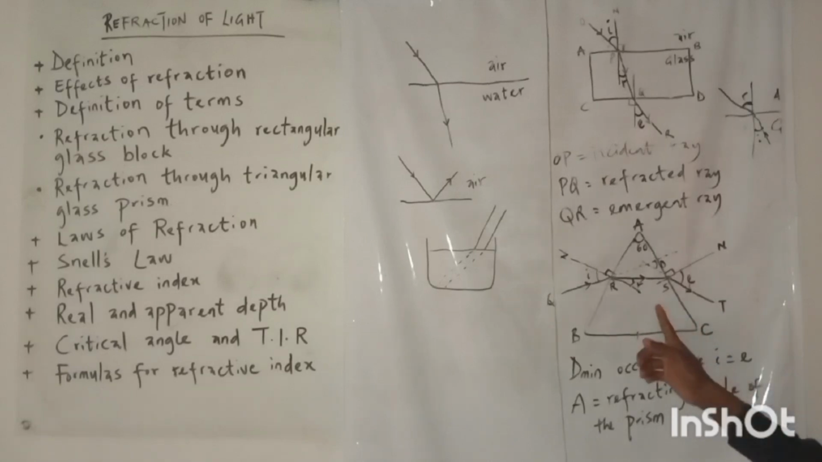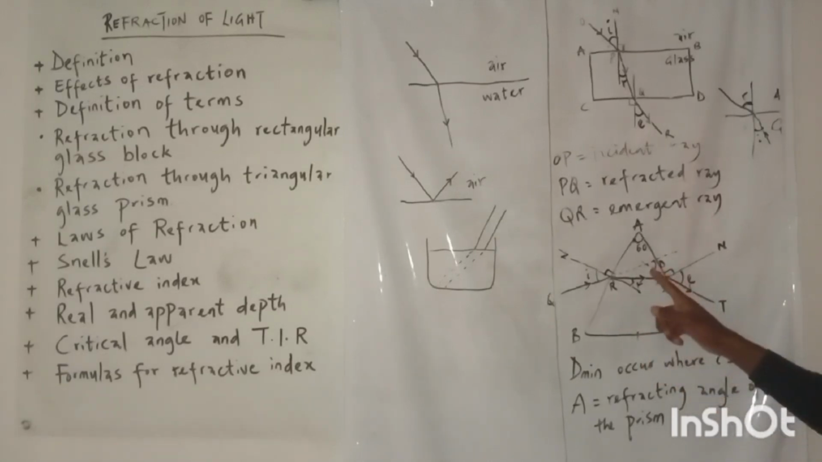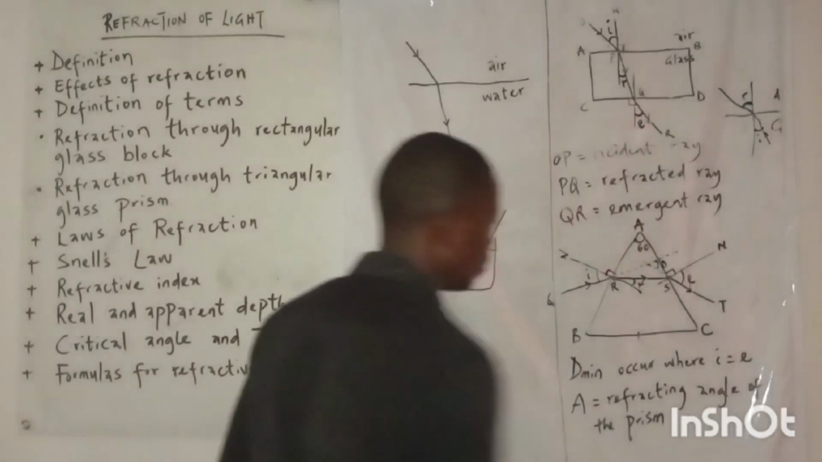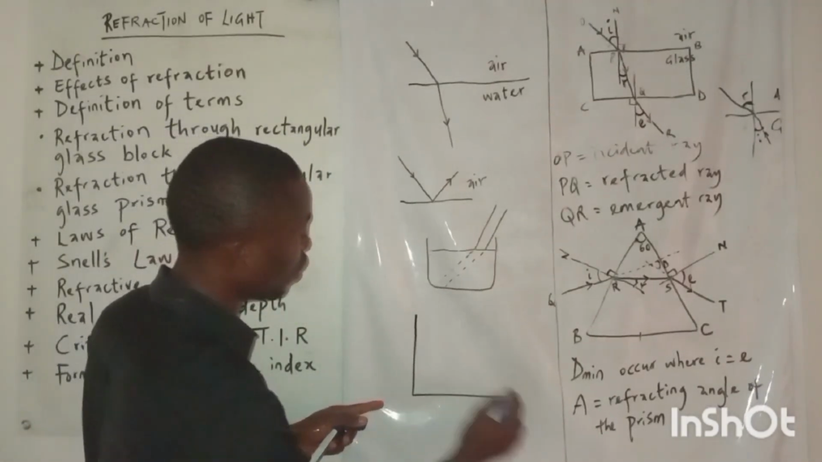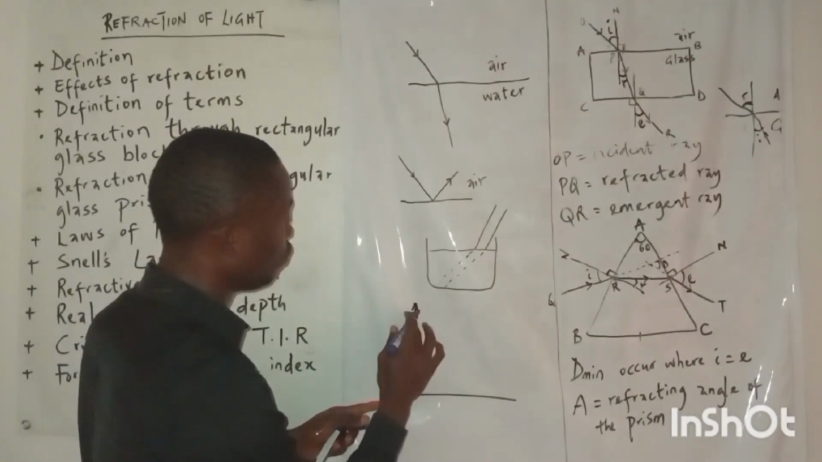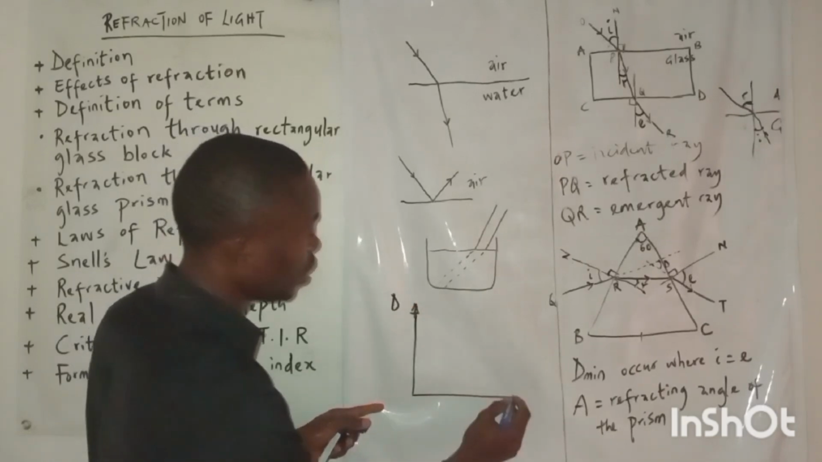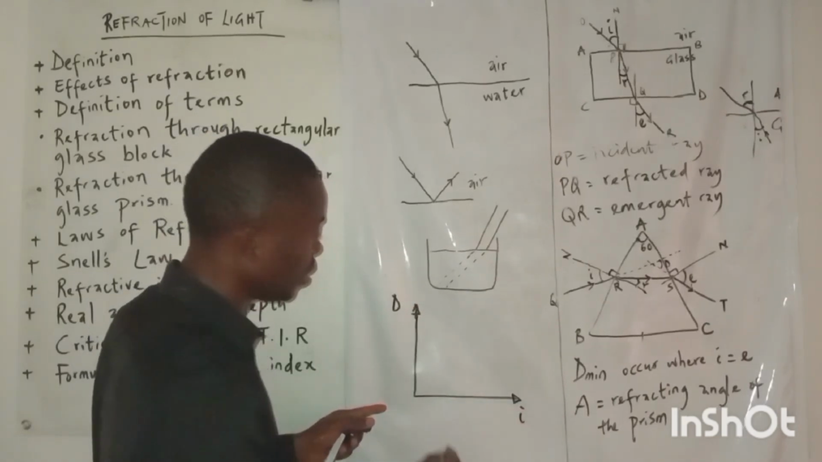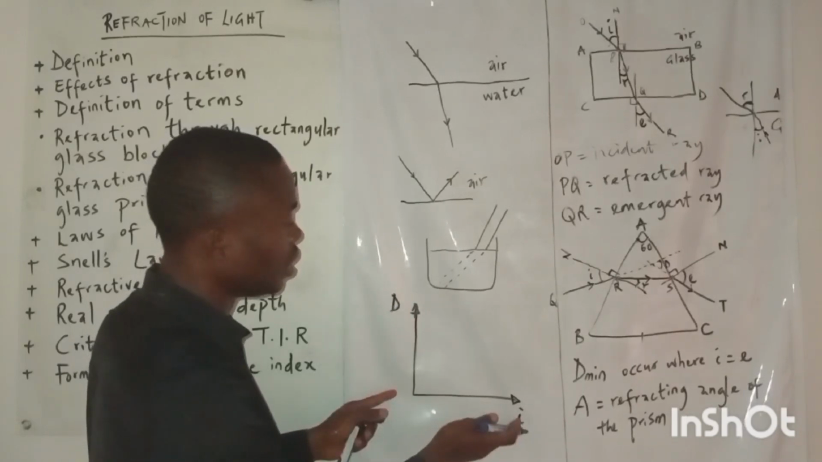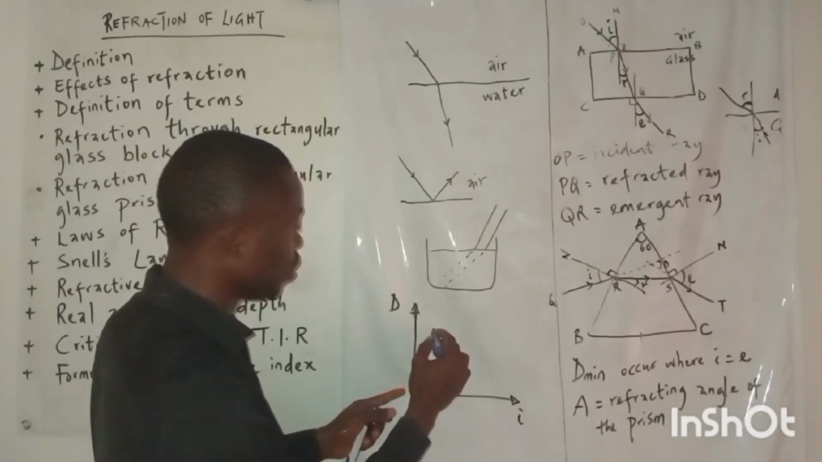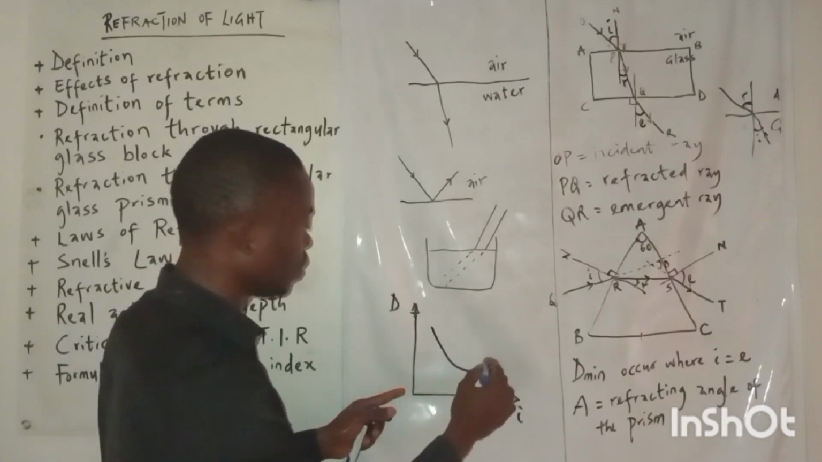But in the case of a triangular glass prism, it's not so. And that's why we have to take note of the angle of deviation. Sometimes, if you draw a graph of the angle of deviation against the angle of incidence, we give a curve like this.